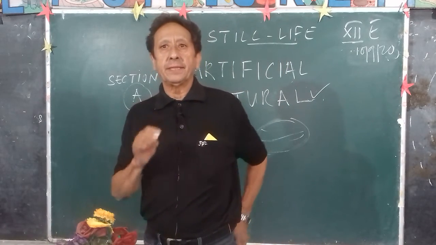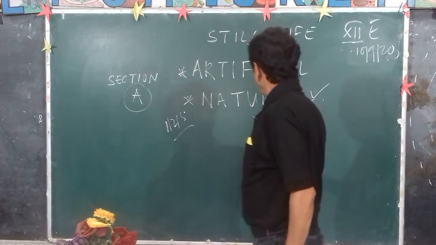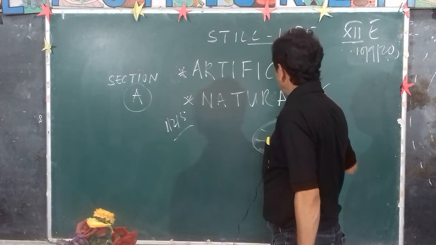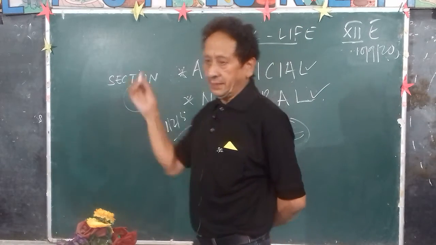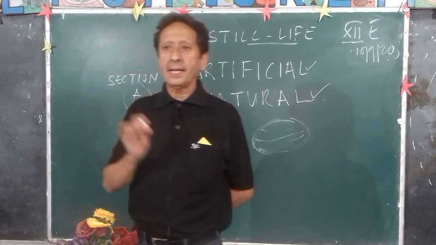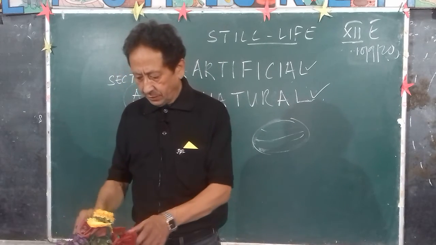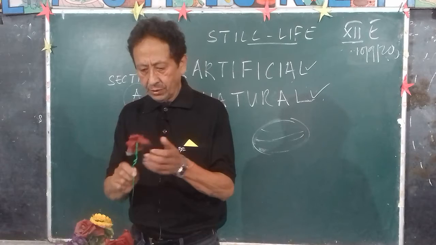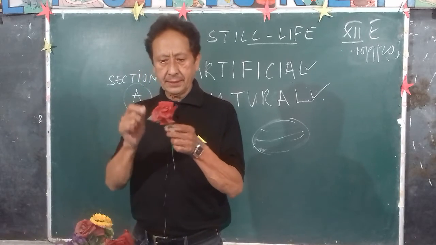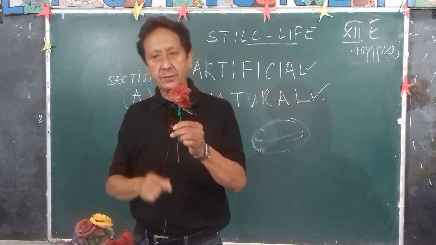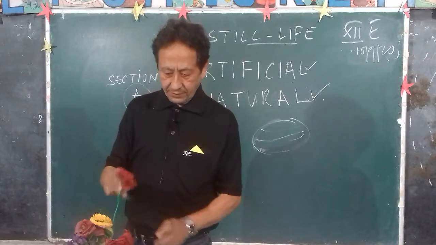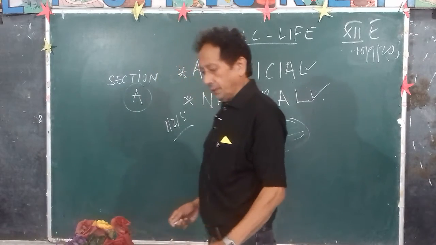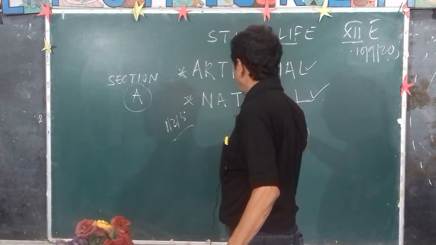So many flowers you won't get. If you won't get the natural, then you'll go for artificial. Artificial means it's look-alike, exactly the same. You can see the rose, I showed you also. This is a rose with plastic leaves and stem. It looks like a rose, but it is artificial. So in the examination, you can use both, but we prefer natural.